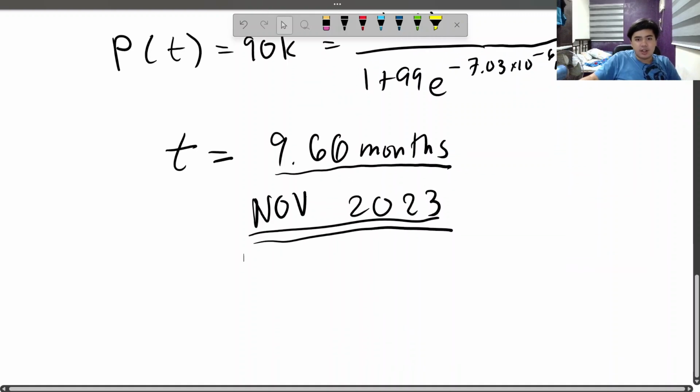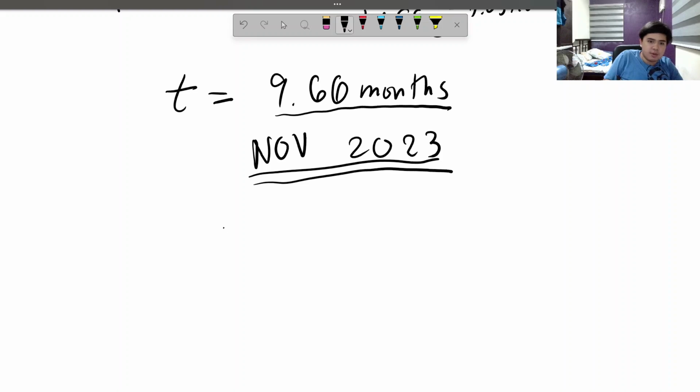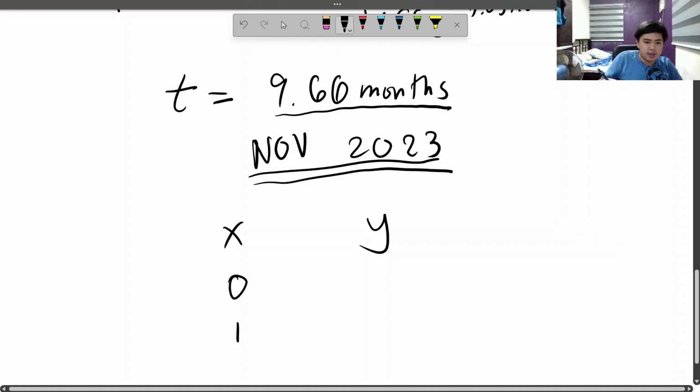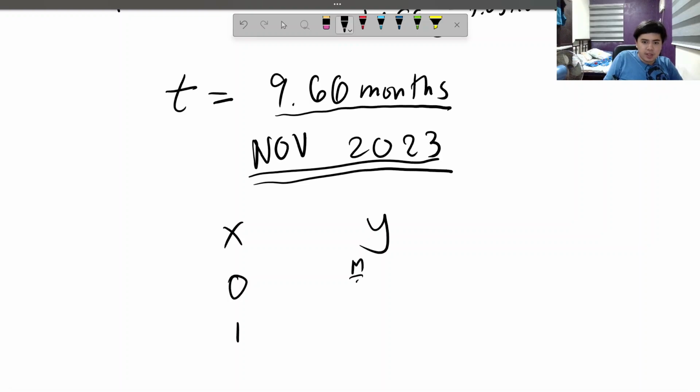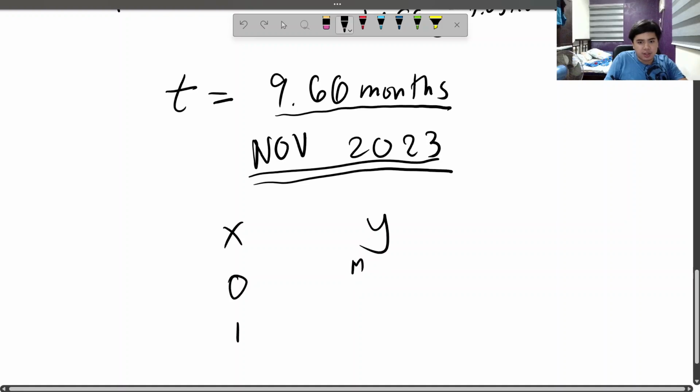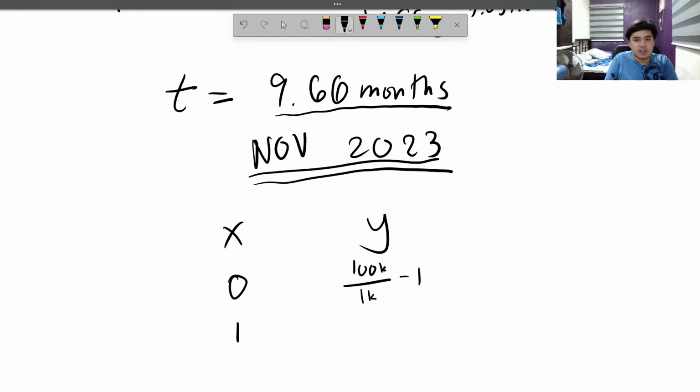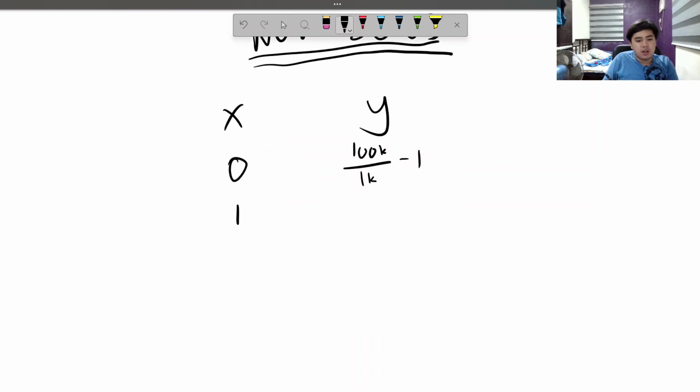But let's try the calculator this time. Same regimen: x, y, and then the time of interest, 0 and 1. And then the populations of interest, so M over P minus 1. M is 100,000 over 1,000 minus 1. This is not the k from earlier. This is just 1,000. So number 1 is 100,000 over 2,000 minus 1. Let me input that on my calculator and I'll show you.